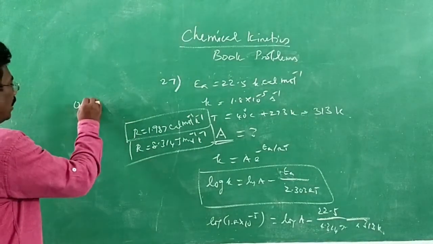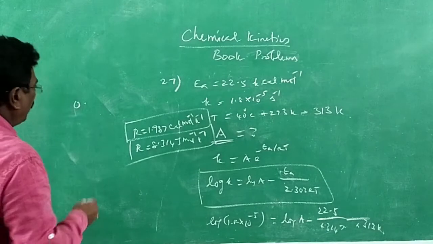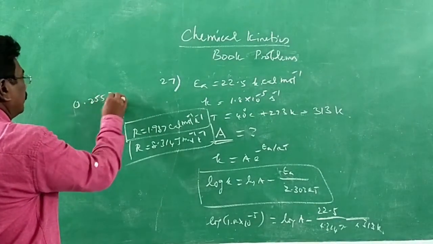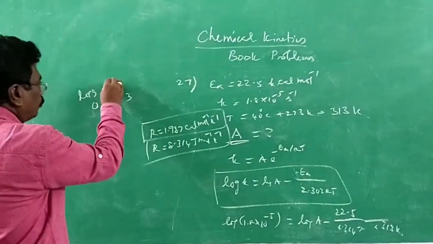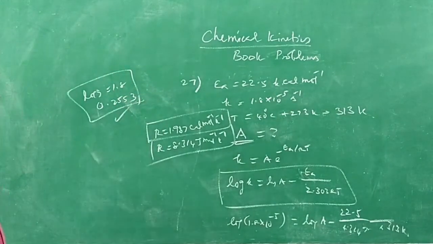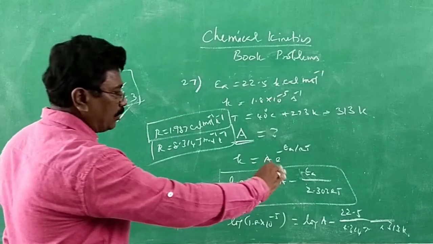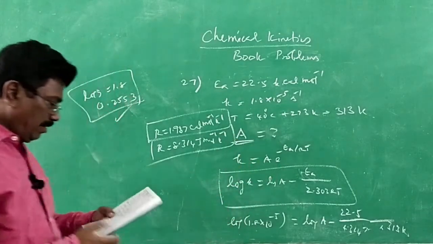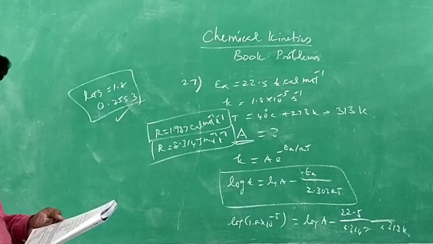Commonly, you will be getting log 1.8, which is 0.2553. That also you should know. Always you should know the value of log 1.8 is 0.2553. And the solution, I think you may be knowing. If not, we'll be solving afterwards in some other situation.